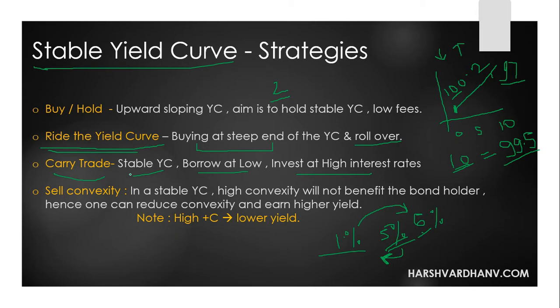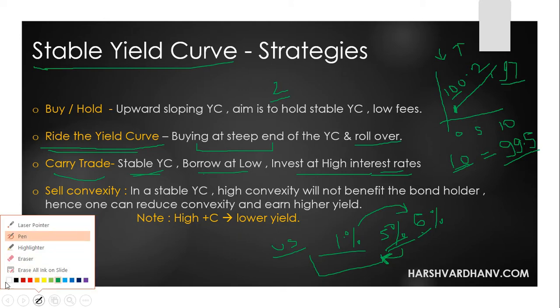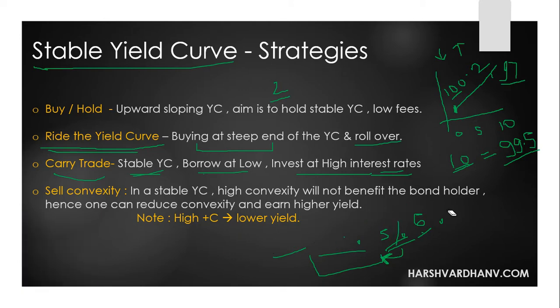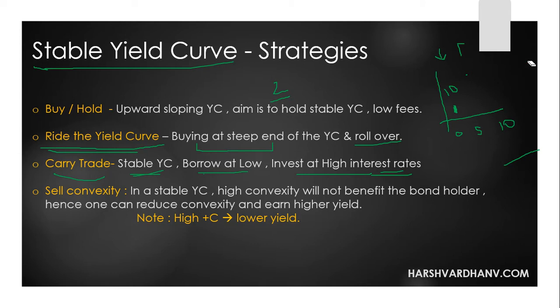So if this yield curve is expected to be stable, you borrow in a lower-yield currency, in US dollar or the US yield curve, and invest at high interest rates. Now this could be if I am doing intermarket, but what if you want to do it within the market? We use the same strategy over here.